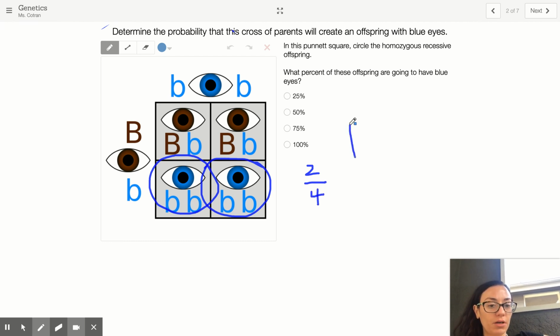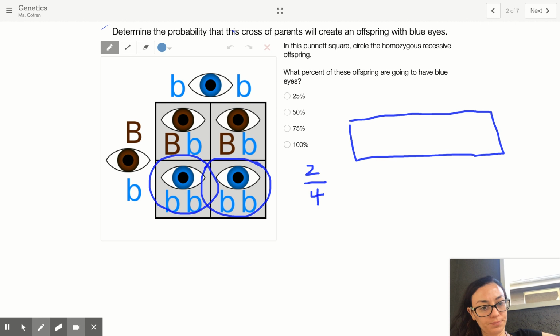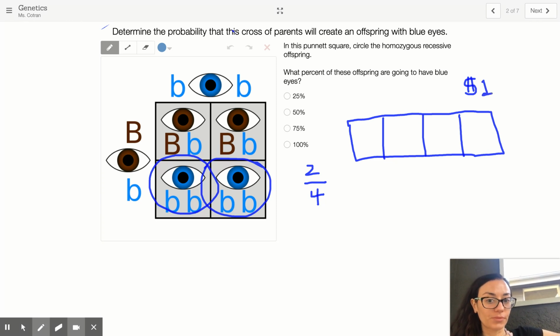if you take a look, I don't know if I explained this yesterday. Think about this Punnett square as four squares. I like to think about it like a dollar bill. Okay. How many quarters are in a dollar? 4, right? And each quarter is worth how many cents? 25, right? A quarter is 25.